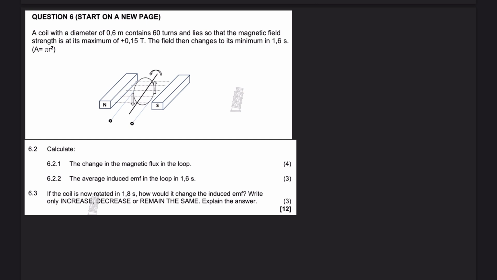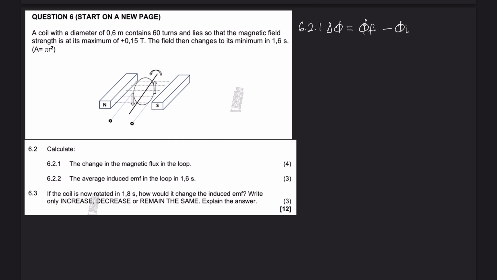6.2.1, calculate the change in magnetic flux in the loop. So basically they want the delta phi. Delta phi is equal to phi final minus phi initial. Now let's think about it. The field changes to a minimum in 1.6 seconds.